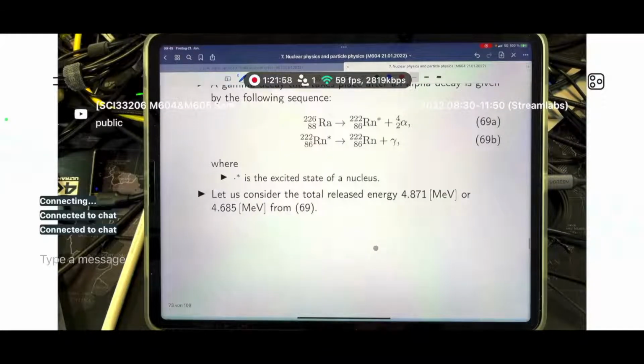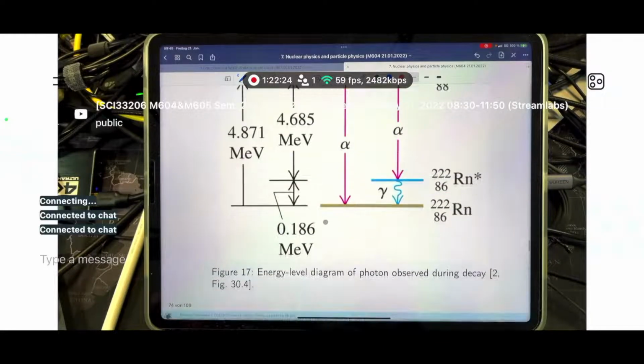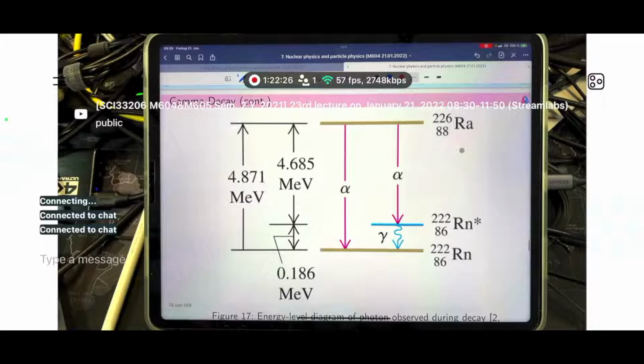And the total released energy in the gamma process, from radon star to radon without star plus the gamma photon. The energy by gamma is from 4.871 to 4.685. This is the excited state. This is the typical state in radium. The radium starts from here, right?